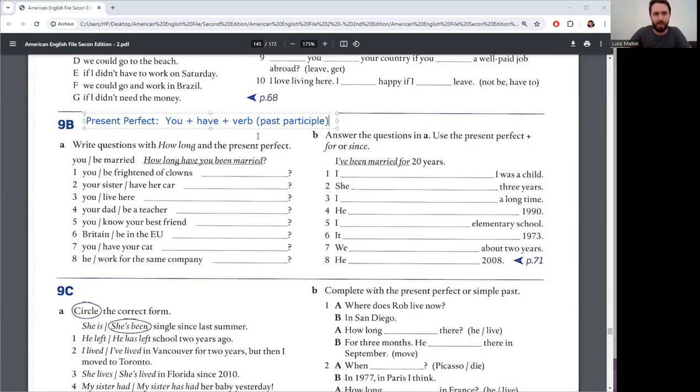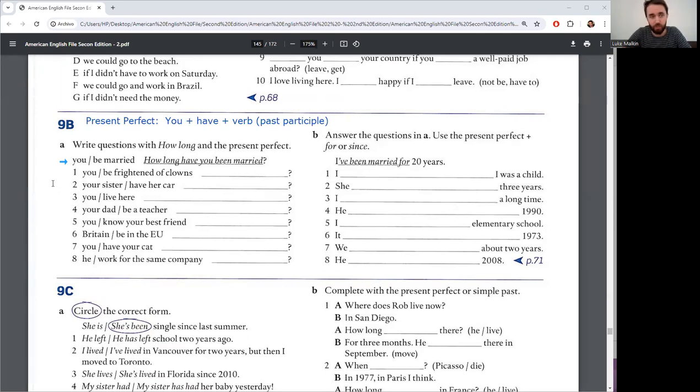Okay, so let's check. For questions of how long, this connects the past to the present. So how long with the present perfect. For example, you be married. The question is, how long have you been married? Be is the verb, been is the verb to be. Be, was, been. Pause and complete 8 questions.